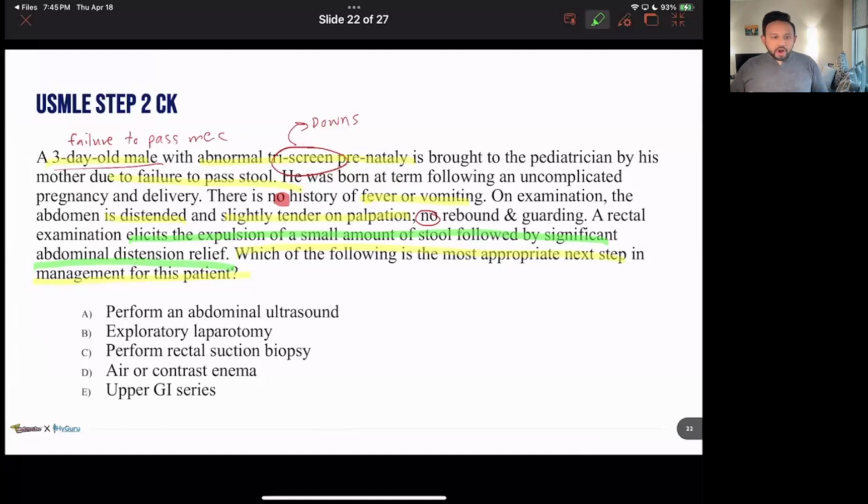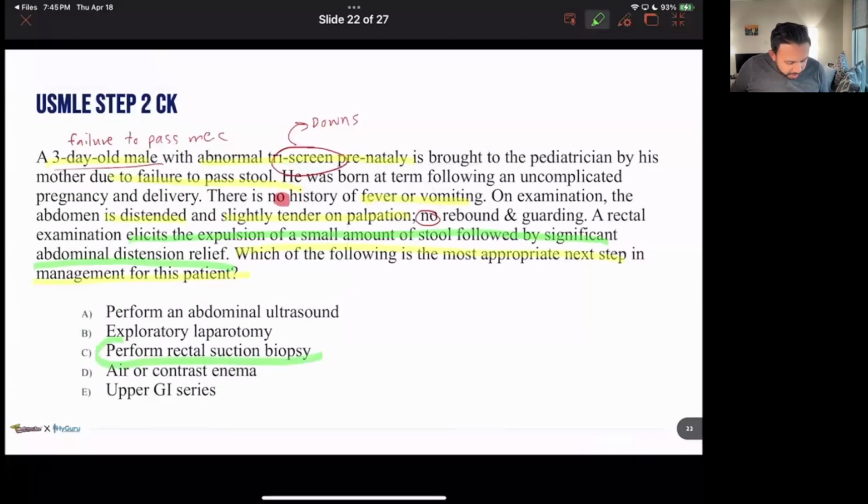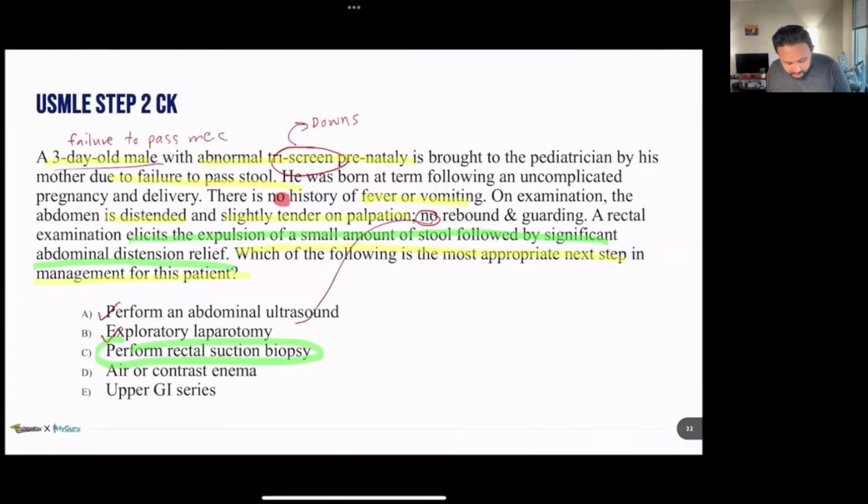Excellent. If you are saying confirm the diagnosis, you are absolutely correct. The answer here is going to be C, perform a rectal suction biopsy. Remember, for intussusception, you want to do an abdominal ultrasound. XLAP would not be there because you have no rebound, rigidity, or guarding. Air or contrast enema, that would be seen for meconium ileus. And only for upper GI pathologies do we do the contrast from the upper section.